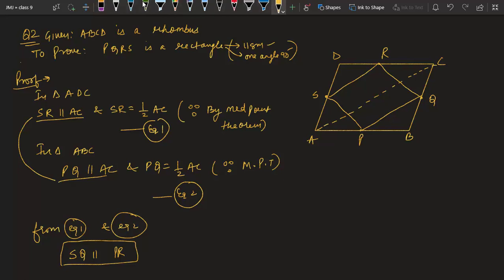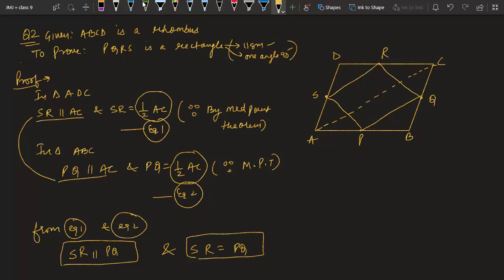Second thing, as this SR is equal to half of AC and PQ is also half of AC, so you can see they both have same right hand side. That means left is also equal. So we can say SR is equal to PQ. That means it was a mistake. This name is a wrong one. It is SQ parallel to, sorry, SR parallel to PQ. One second. SR parallel to PQ and SR equal to PQ. This we have got from equation 1 and equation number 2.